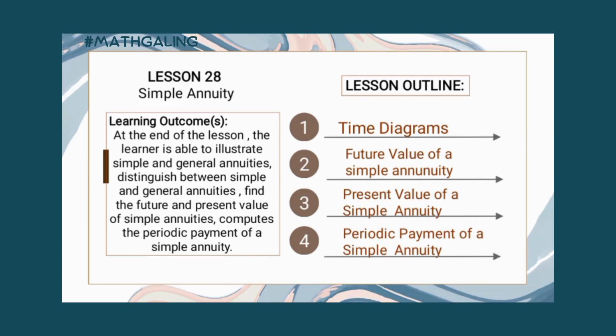So for the lesson outline, first, time diagrams. Second, future value of a simple annuity. Third, present value of a simple annuity. And the last one is the periodic payment of a simple annuity.